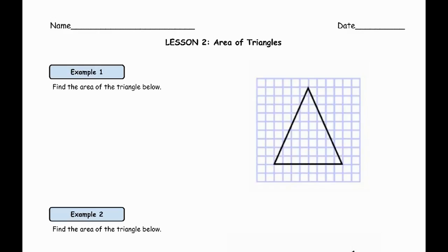Lesson 2, Area of Triangles. Let's look at example 1, and it asks us to find the area of the triangle below, which is off to the right here on your paper.